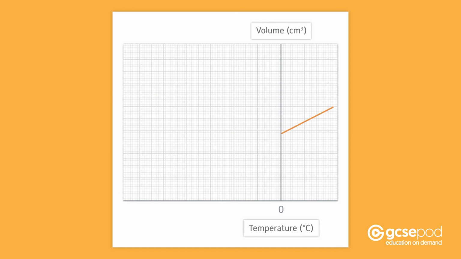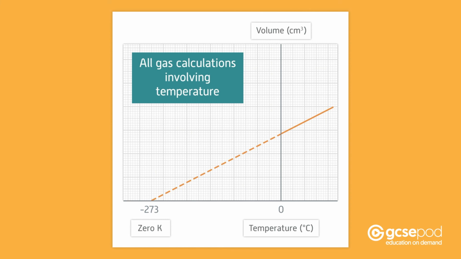Plot your results to the right of the zero on the temperature axis. Then draw a dotted line to the left in the negative direction, continuing the line shown by your results. Your dotted line should cross the temperature axis at around minus 273 degrees Celsius, which is 0 Kelvin. Remember, all gas calculations involving temperature use the Kelvin scale.